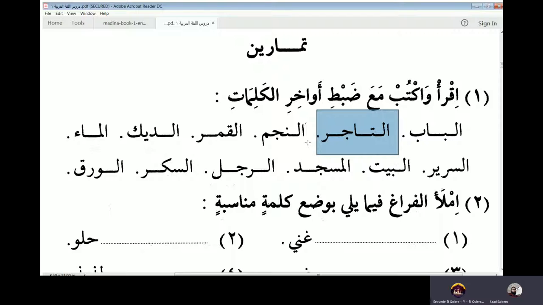The merchant? Correct. At-tajiru. The star. Correct. Give me the vowel. Al-qamaru. At night you see a qamar with a najm. Yeah, it's the moon, but without the marks, I forget how to. Okay, so al-qamaru. Yes, correct. Al-qamaru, the moon.